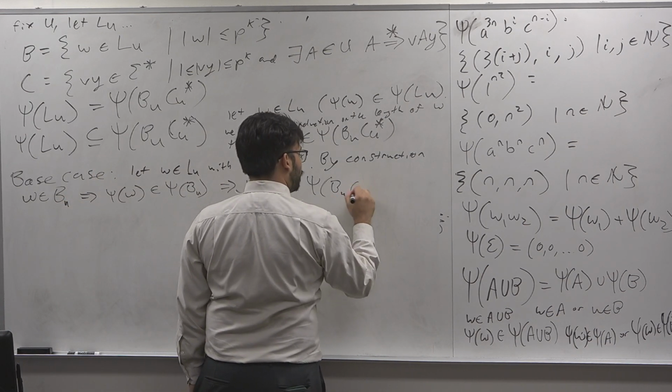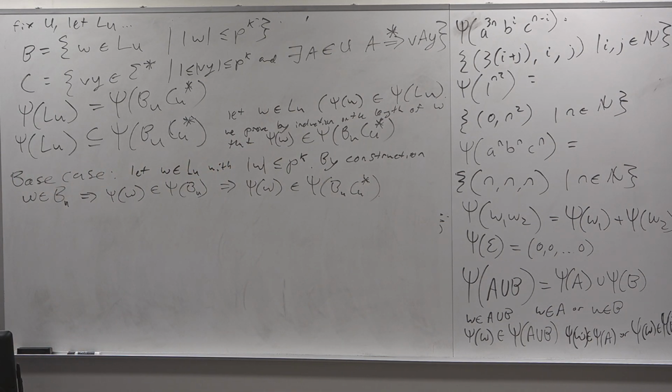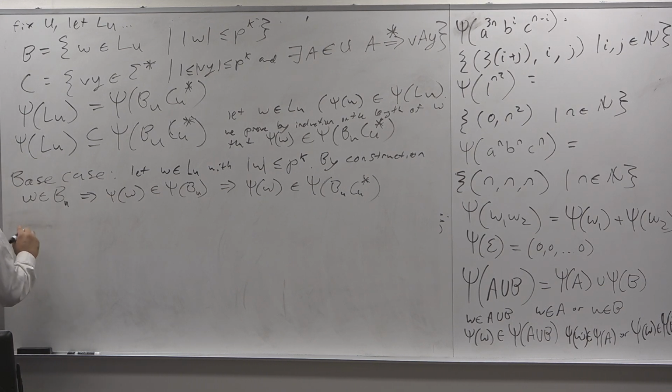Of BU CU star. Okay, done, base case, right? If it's a short enough string, it's just in U. We don't have any C's in there. So it just happens to be in B, right? So what's our induction hypothesis going to be? Well, I'll say, what's our induction step going to be?